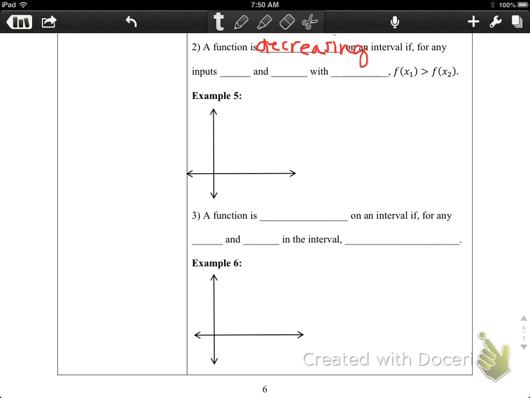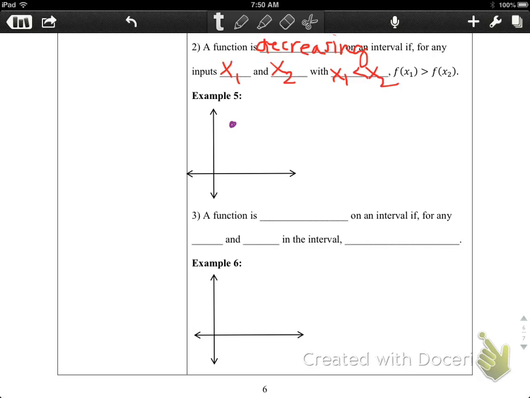Decreasing. Again, on any interval, if for any two inputs x sub 1 and x sub 2, x sub 1 is still less than x sub 2, but this time f of x1 is greater than f of x2. So pictorially, this is what's going on.